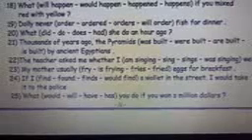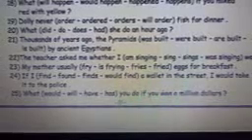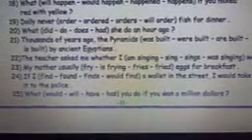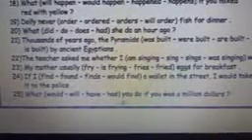Number 23, my mother usually fries eggs for breakfast. Here you have the keyword usually, the keyword of the present simple. So you say, my mother usually fries eggs for breakfast.